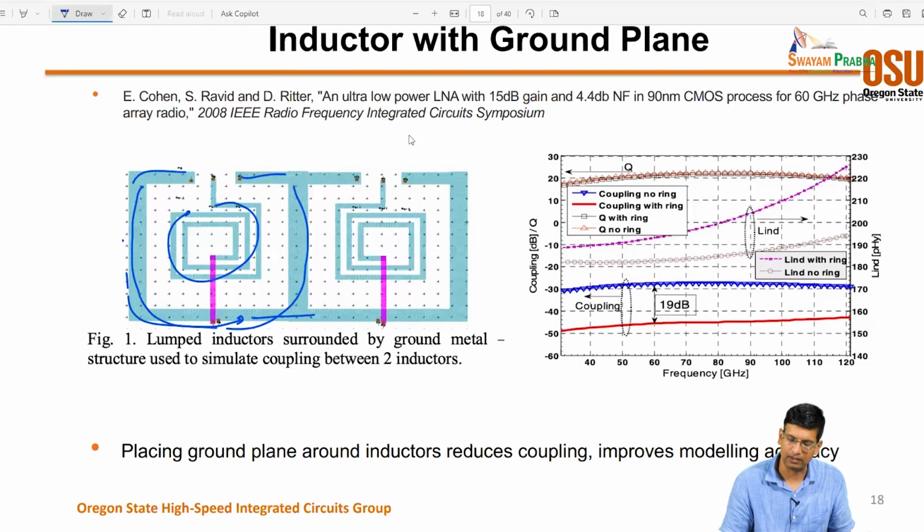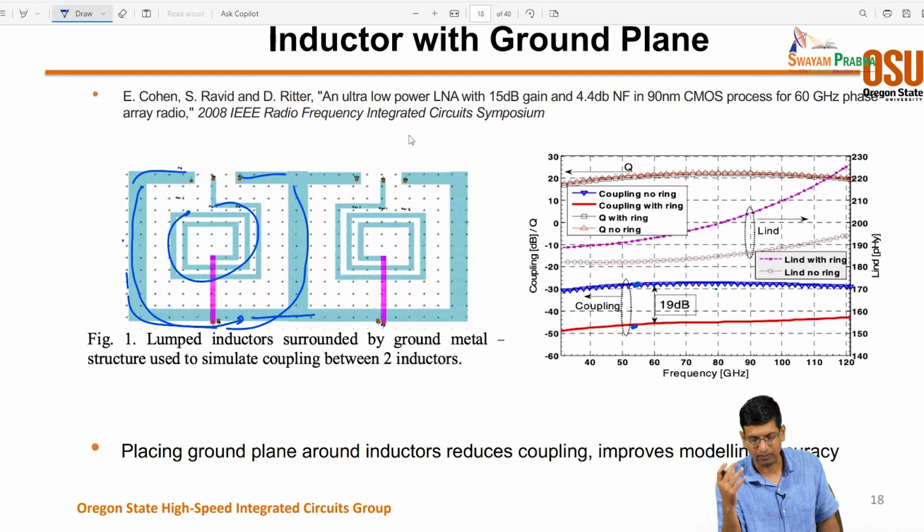So for example, shown here, they ran some simulations where they basically show the inductor coupling without a ring and with the ring, right? And they basically demonstrate that you can effectively get quite an improvement in the coupling when you start putting ground planes around them.